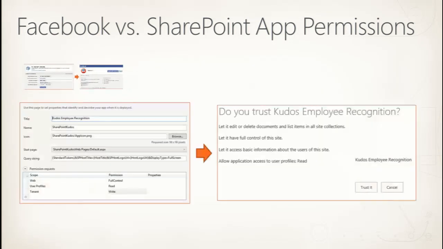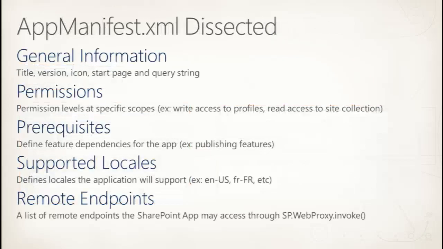So here's the exact same thing when we go to the SharePoint world. Here is where I set my permissions at the bottom. You can see I have permissions for the web, user profiles, and a tenant permission. And then you can see where it stops me and prompts me for that. There's a number of additional things inside the app manifest that we'll get into.